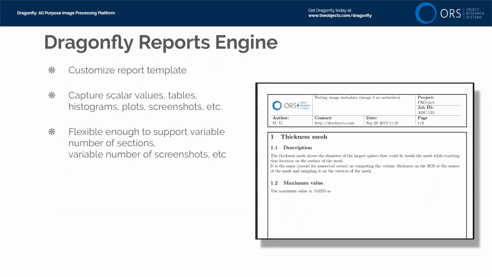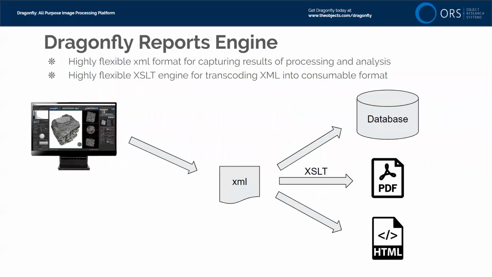They should be flexible enough to support variable numbers of sections and variable numbers of screenshots. So maybe one time when you're doing a bone analysis, you're doing an anisotropy measurement, so you may want to have a section on anisotropy, but another time you may only be doing trabecular thickness and trabecular spacing, so you shouldn't see the anisotropy section. So the reporting engine should be flexible enough that sometimes when you run the report, you want to capture some types of results and other times other types of results. So the idea is to have a report template. On the right, you see an example of the output of an example report of the reporting engine. Now we'll talk a little bit more about it.